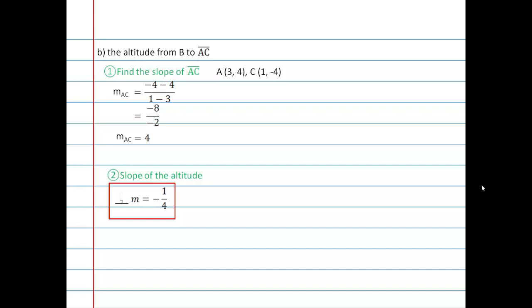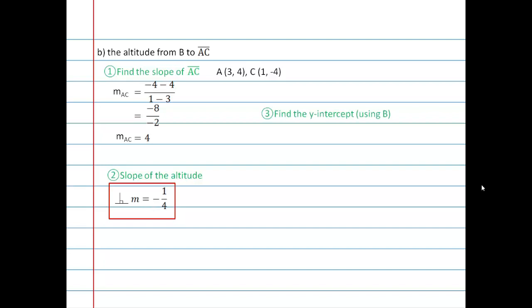Okay, so we said to find an equation of a line, we need two parts. We need the slope and the y-intercept. So now I have the slope of my altitude. What I need now is the y-intercept of my altitude. So we're going to go back to our equation y equals mx plus b. We're going to find the y-intercept.